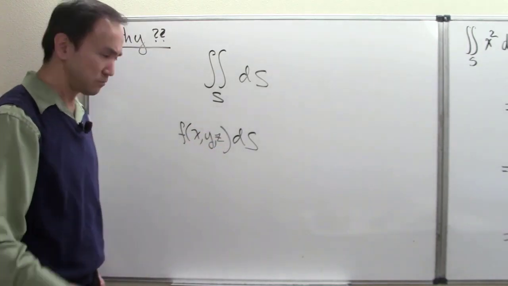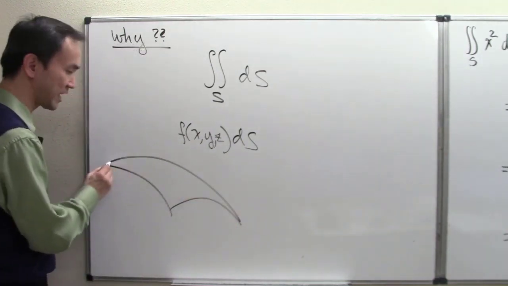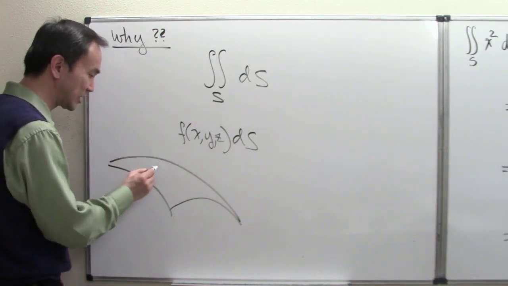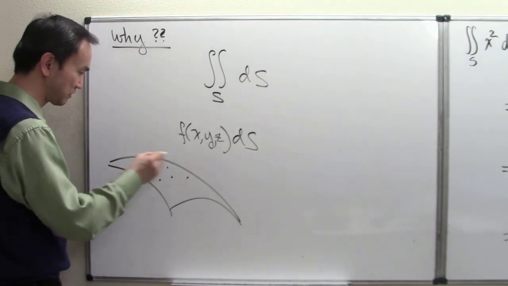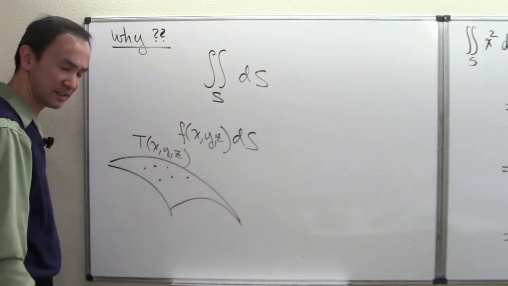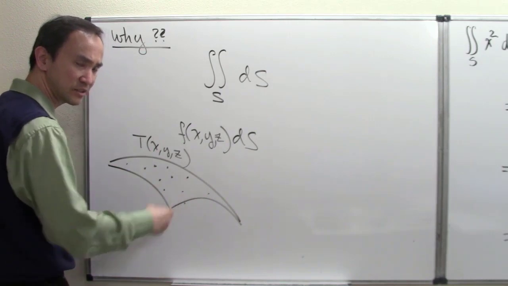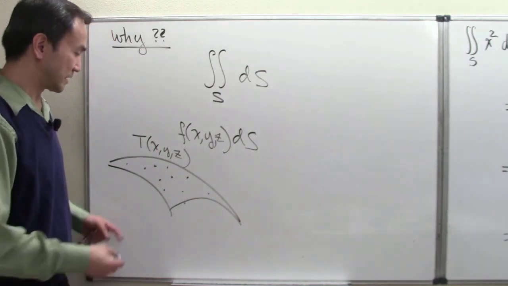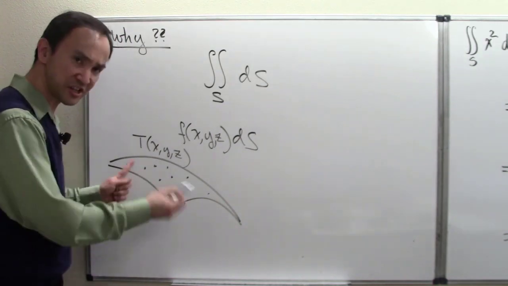So think about it this way. There are many occasions where you are given a surface, and this space surface, at every single point, has a different temperature. The temperature, as a function, depends on the coordinates of the point. So the temperature varies differently at every point on that surface.